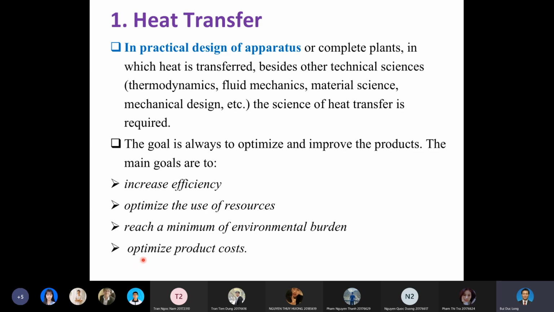And the last one, we have to optimize product cost. So we have to design the process to reduce the cost, so everyone can approach the products. Everyone can buy or use the products.